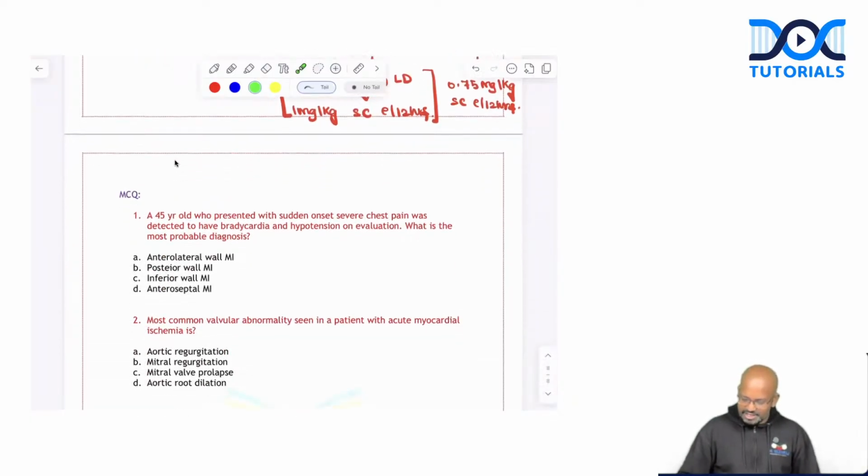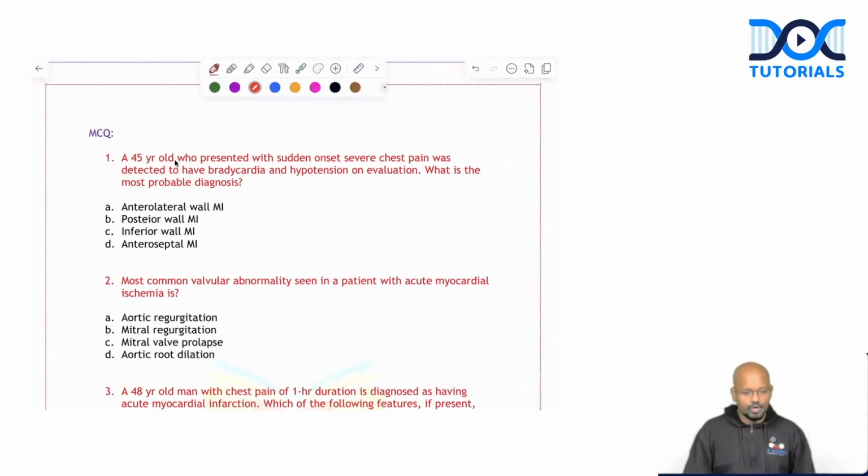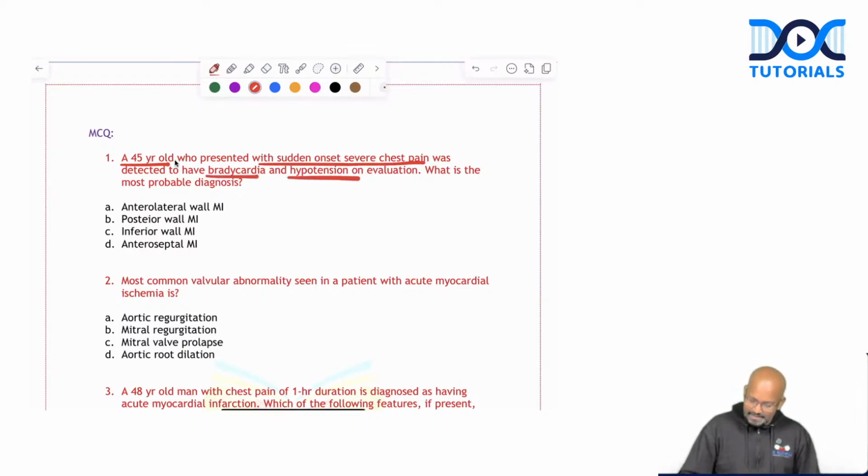Okay, with this, we have finished this discussion, guys. Let's face a few questions here. I hope you can answer those questions. A 45-year-old who presented with sudden onset severe chest pain, most of you can easily guess because that's the topic, was detected to have bradycardia and hypotension on evaluation. What's the most probable diagnosis? Here the heart rate is decreased.